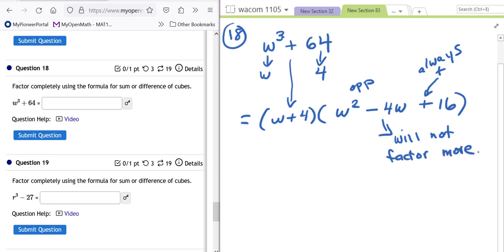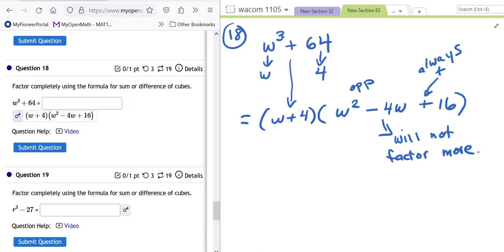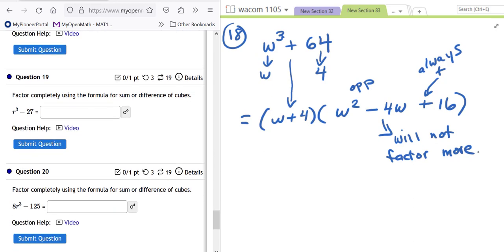So you're able to stop there without trying. It looks like it would factor more. I mean, it looks like a nice trinomial, but it doesn't work. So, very set pattern with your cubes. Right, we'll try one that is minus.